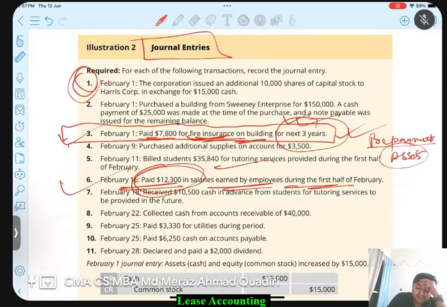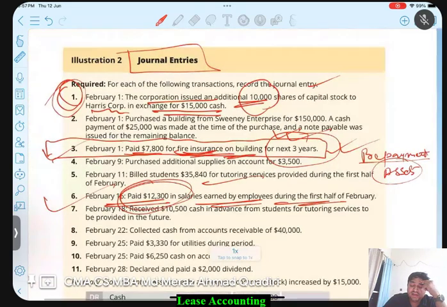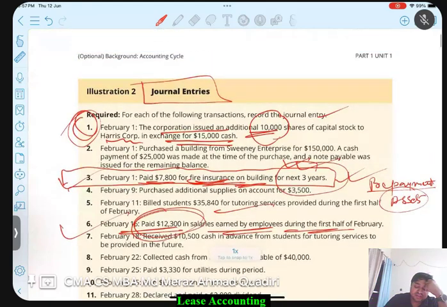So I will take the February one example. The corporation issued an additional capital of 10,000 shares to Harris Company in exchange of 150,000. So in that case, what will happen? Issue the authorized capital. So it means that this corporation has issued the capital and received the money. So it means that cash comes. So cash is an asset.